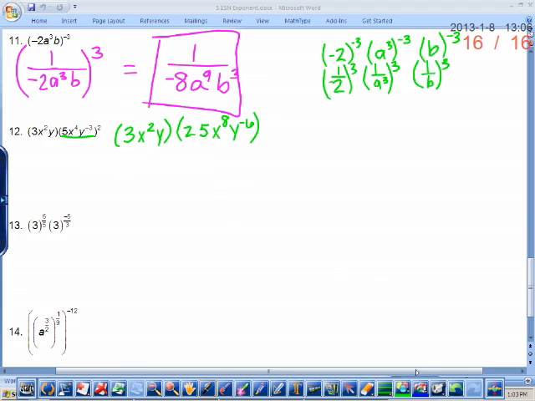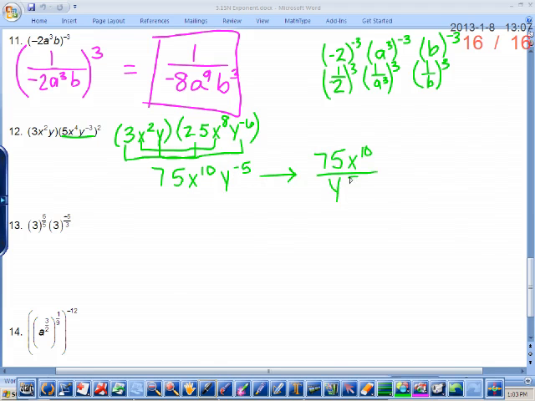Now I'm going to go through and multiply. You can move your negative exponent now, or you can wait till the end. Up to you. 3 times 25. x squared times x to the 8th. And y times y to the -6th. Yeah, y to the -5th. But can I leave my answer like this? No, because I have a negative exponent. So I have to rewrite this as 75 x to the 10th over y to the 5th.